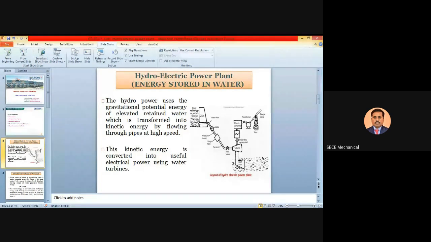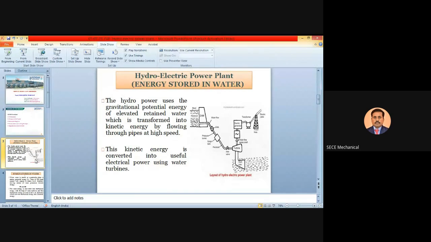If you flow the water from the highest position to the lowest position, due to the flow the potential energy is converted into kinetic energy. With the help of this energy conversion, we can further convert the kinetic energy into electrical energy. That is the principle behind the hydroelectric power plant.